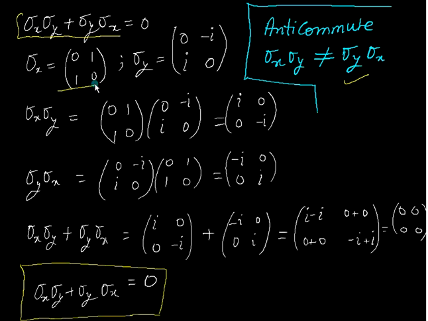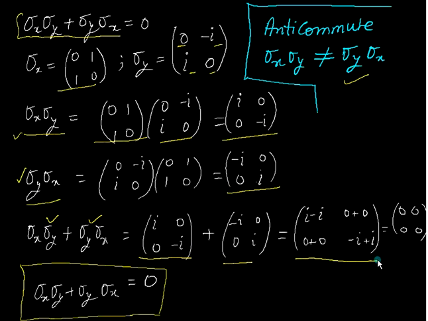So sigma x, you know, is [0 1; 1 0], sigma y is [0 -i; i 0]. The result sigma x sigma y is [i 0; 0 -i] after multiplication of these two matrices. And for sigma y sigma x, this is equal to [-i 0; 0 i], and now the sum of these two components, sigma x sigma y plus sigma y sigma x, is equal to this matrix, summing element by element. So the result is a 0 matrix.